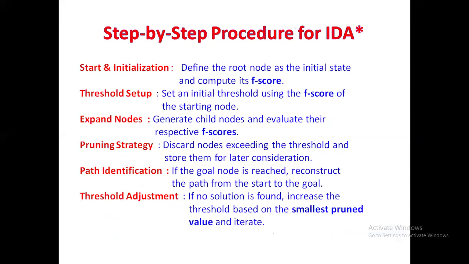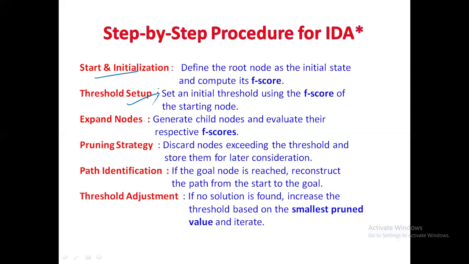Next, what are the step-by-step procedures used in IDA star? It begins with the initialization by defining the root node as the initial state and computing its F score. In the setup steps, the initial threshold is established using the F score in this case.